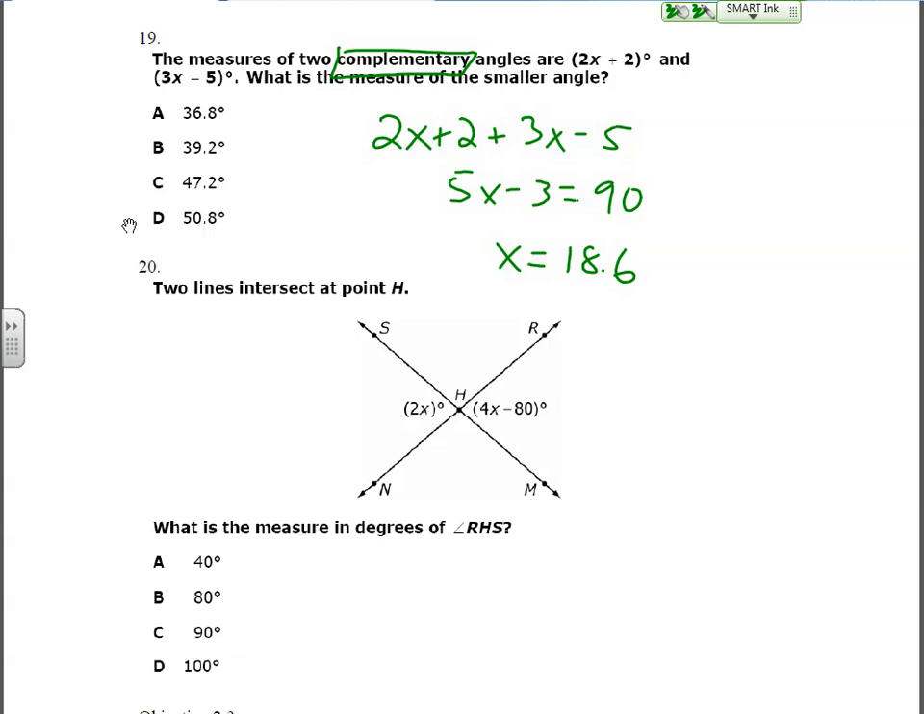Now, if I was running this test, I would make one of my answer options 18.6, right? Because what I would want you to know is that solving for x isn't always the answer. It's what do you do with that? What's the actual question? The question is, what is the measure of the smaller angle? So if we plug 18.6 into 2x plus 2 and plug 18.6 into 3x minus 5, you get those values, and then the smaller of the two would be your answer, which is B, I think. Okay. All right. So that's why I want to bring that one up.